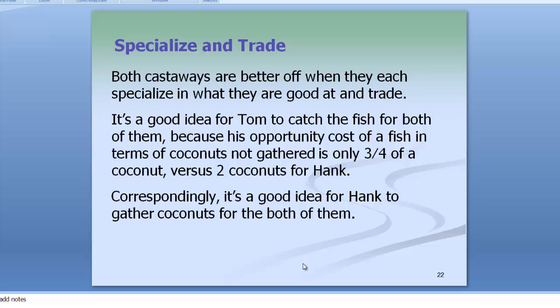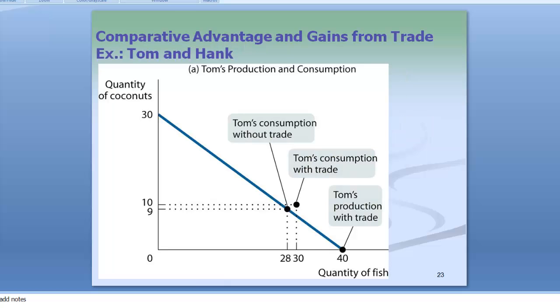It's a good idea for Tom to catch the fish for both of them because his opportunity cost of a fish in terms of coconuts not gathered is only 3/4 of a coconut versus 2 coconuts for Hank. Correspondingly, it's a good idea for Hank to gather coconuts for both of them. Let's make the assumption that the coconuts and fish trade 1 for 1.